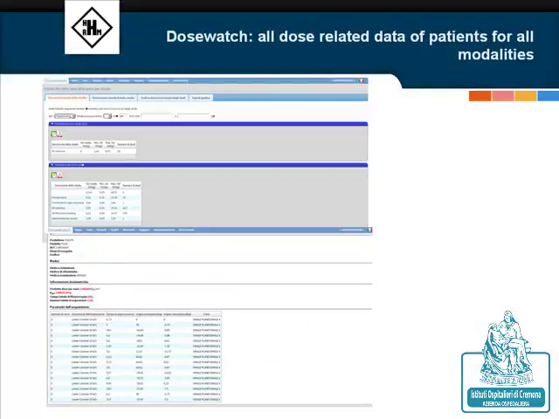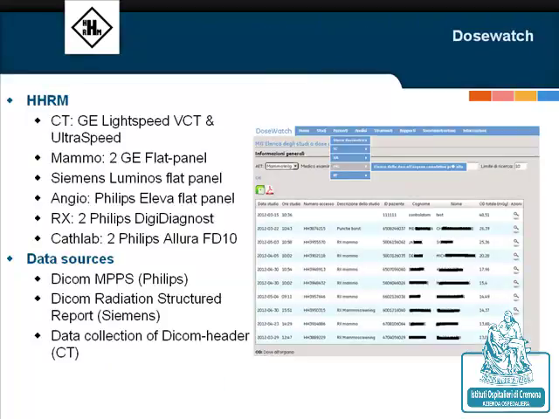What you have is that all those related data of the patients are in a modality. So you have here, I don't know if you can read it, but I took the Italian version for the screenshots. This is mammography. Here you see what is done in a cath lab for a procedure. So at this moment, we have all our CTs, 2 mammographies, flat panel, Siemens Luminos flat panel, Philips Allura, Angio. Our classical RX are on the system, our cath labs, and we have the different sources I talked about.